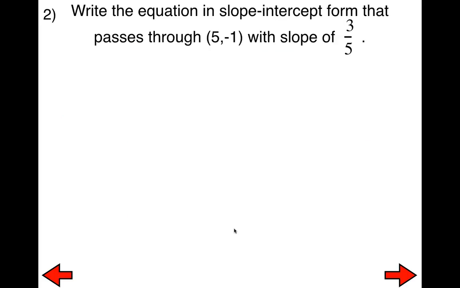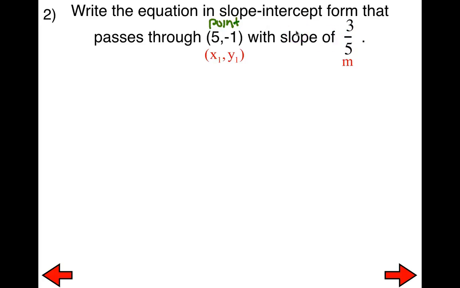Now, with that said, I'm going to go ahead and do number 2 with you. The instructions are exactly the same. They want me to find an equation in slope-intercept form that passes through this point, 5, -1, with the slope of 3/5. So first things first, I'm going to label that this is x sub 1, y sub 1, and of course this is m, since that is the slope.